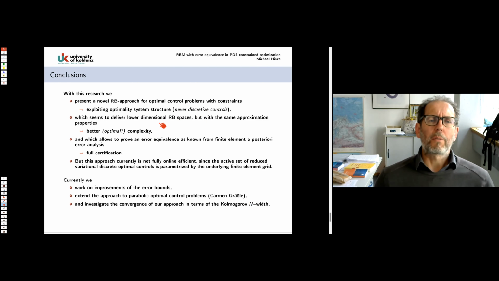So then we see that with our methods, at least for the example class, we obtain lower dimensional reduced basis spaces, which give the same approximation properties. Is this better or optimal? Optimal we do not know.